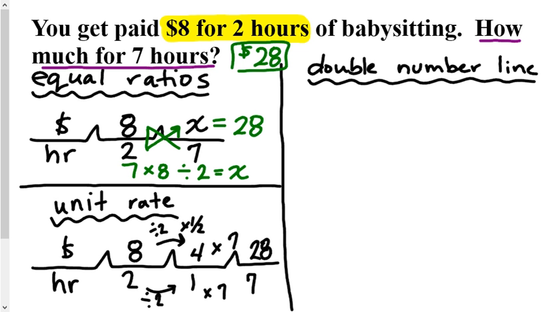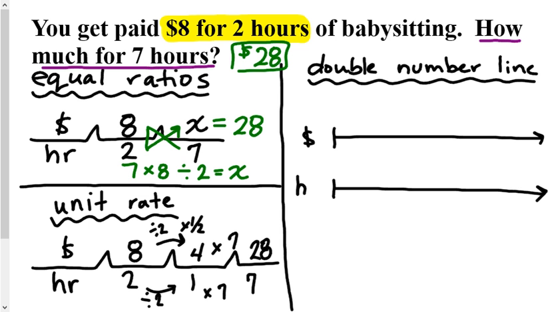And then the final way that I want to show you is using a double number line. And a double number line is exactly what it sounds like. It's 2 number lines. You use 1 number line for each of the things that you're comparing. So I need 1 number line for dollars and 1 number line for hours. And if I work for 0 hours, I make $0. Now, I know that if I work for 2 hours, I make $8. So I am going to say, well, 2 hours should line up with $8. So in other words, I'm going to count by 2s for the number of hours and count by 8s for the amount of money. And those should line up.